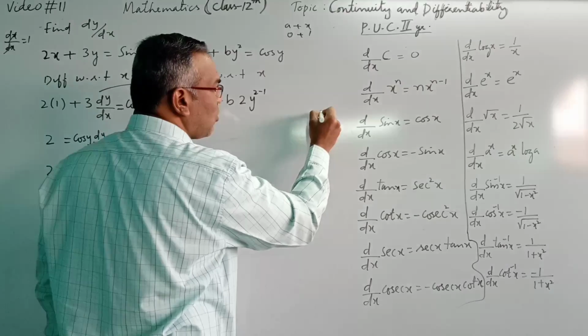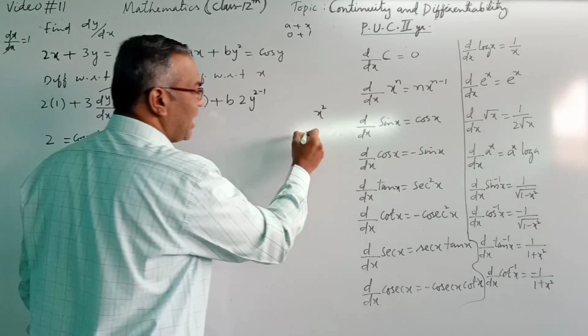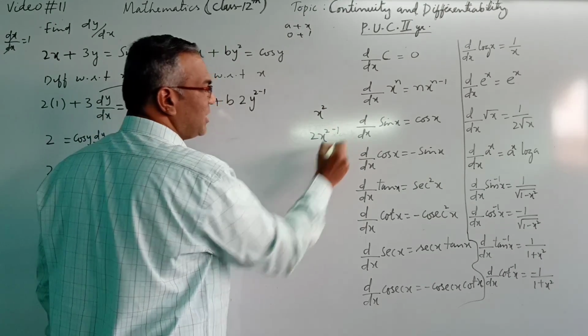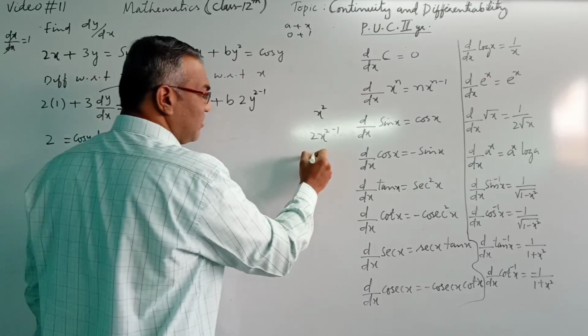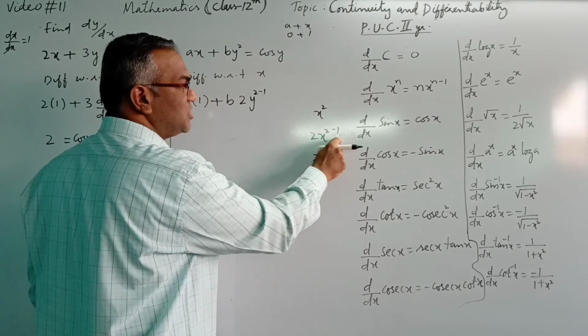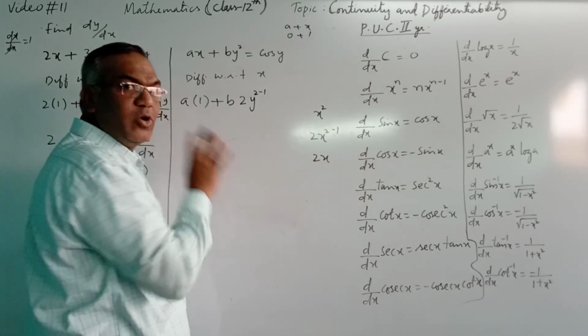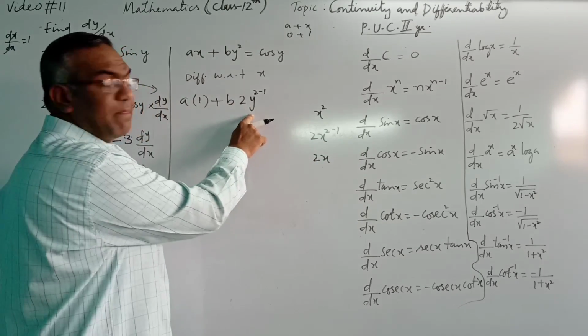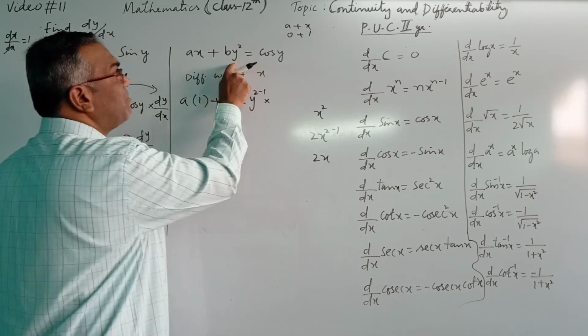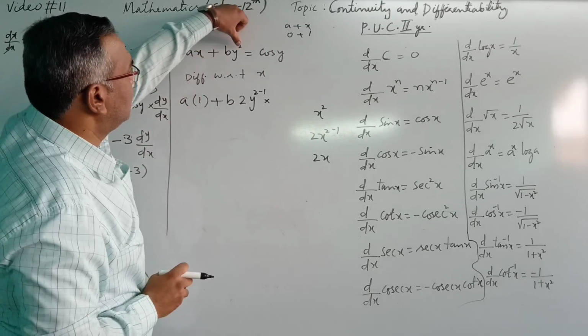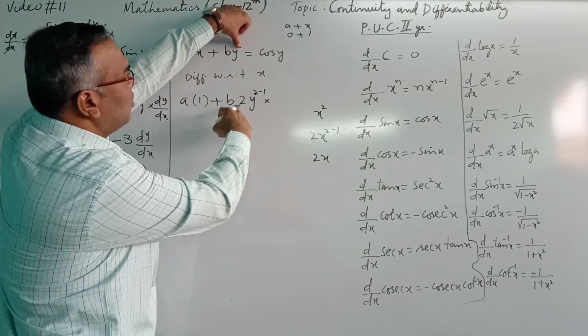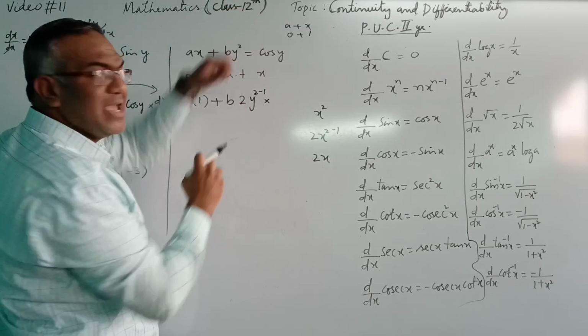If it was x square, you can write it 2x raised to 2 minus 1. Then that will be 2x. No need to differentiate x in product, right? Because it will be 1, that will make no difference. But here it is y. So in 2 we have to differentiate the base also. Leave the power. Differentiation of power is over. Now differentiate the base, y.